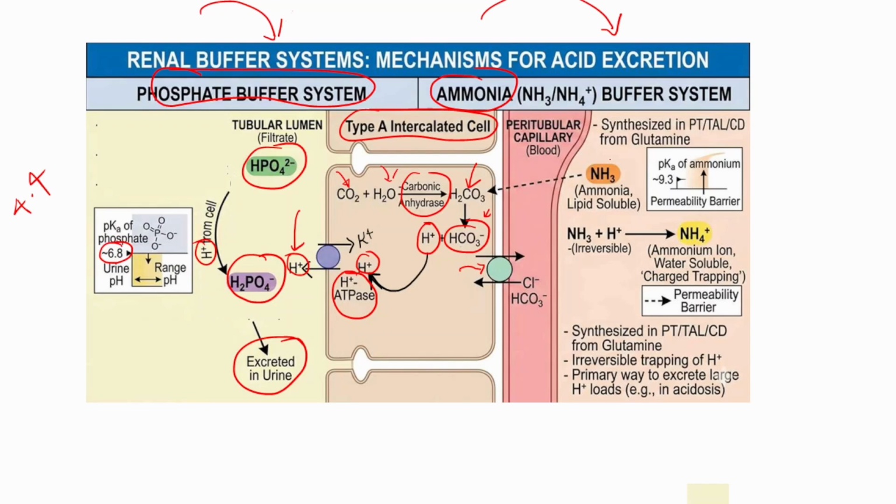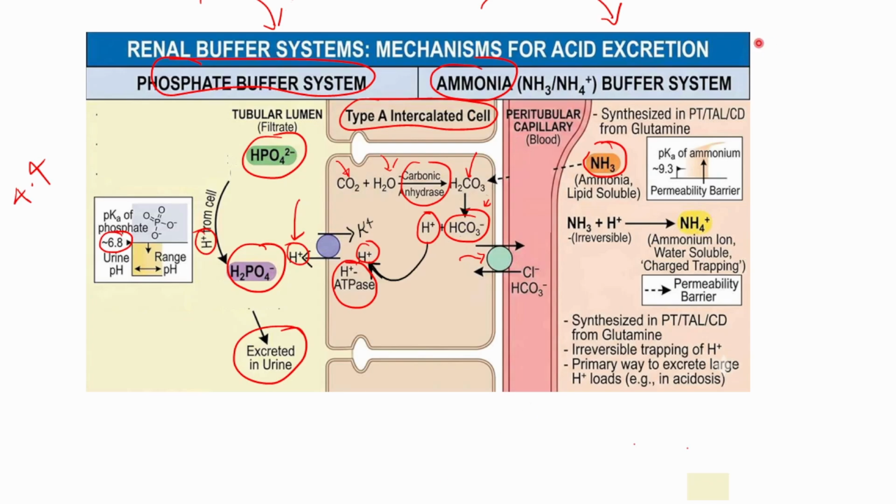Unlike phosphate, ammonia is dynamically synthesized by proximal tubule cells directly from the amino acid glutamine. Look at its properties here. Ammonia is lipid soluble. This means it effortlessly crosses the cell membrane lipid bilayer by simple diffusion down into the lumen. You might notice that there was an infographic of the ammonia buffer system over here, but we're not going to use the diagram because it has some flaws in it.